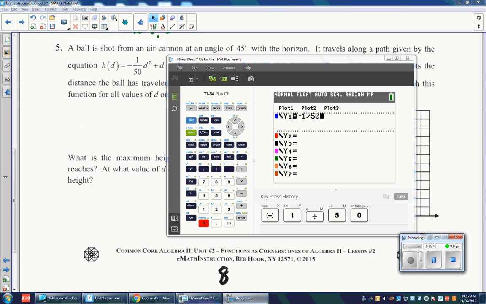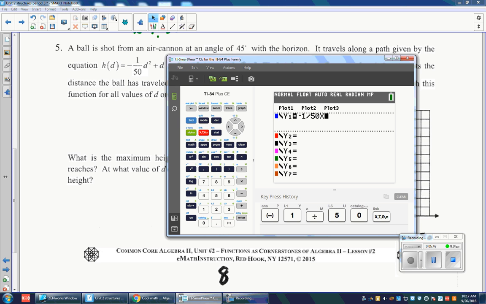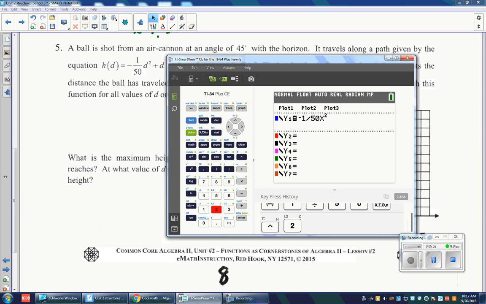Next thing I do is start typing in the equation. Some people were confused. They couldn't find the d key. Well, any variable is an x. So d squared is the same as x squared, and x squared is the same as d squared. Now to get out of the exponent, just hit right arrow.